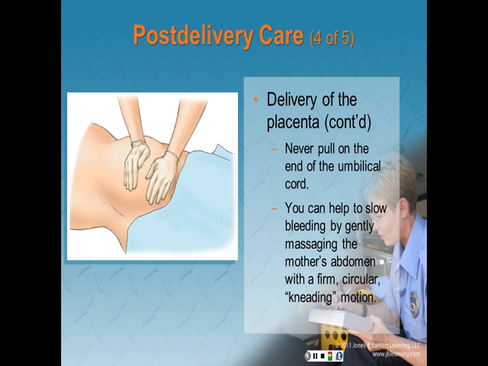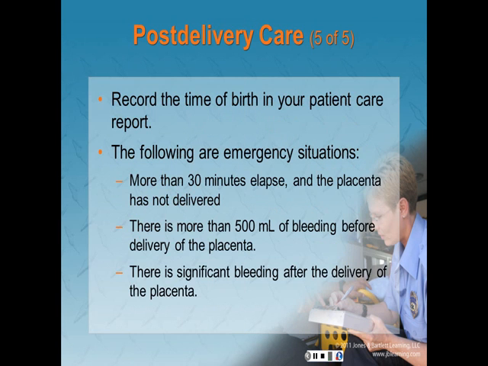You can help slow bleeding by gently massaging the mother's abdomen with a firm circular kneading motion, and you should be able to feel a firm grapefruit-sized mass in the lower abdomen. This is called the fundus. Record the time of birth in your patient care report.